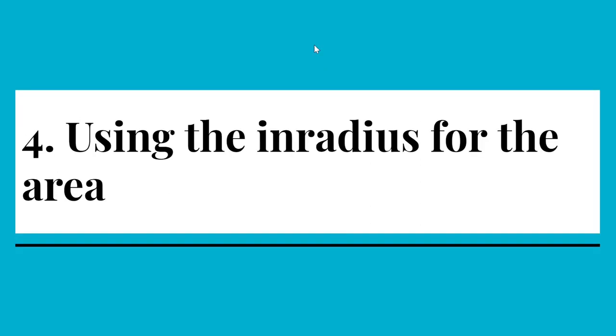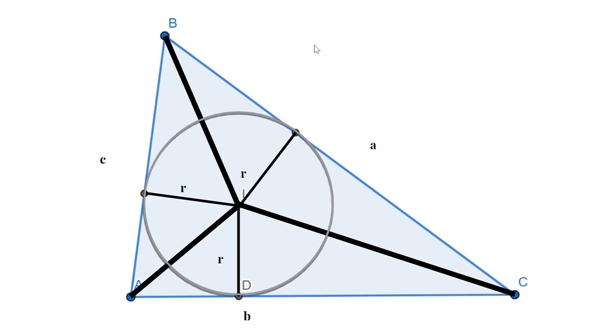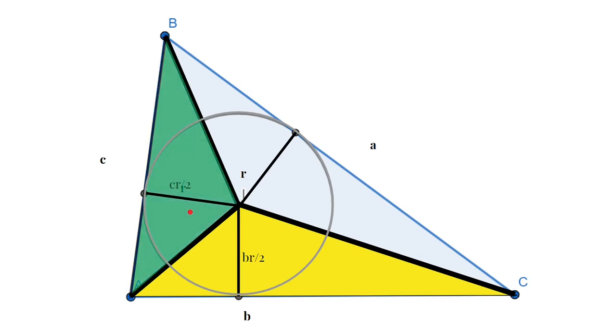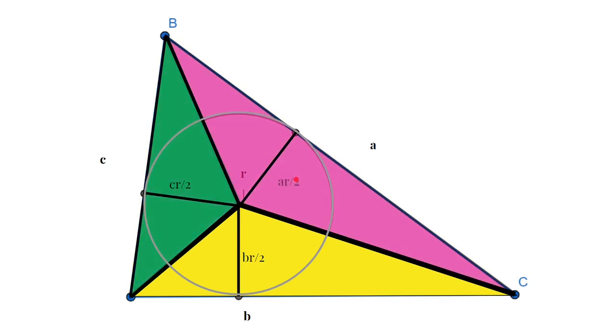Part four, using the inradius for the area. The point of the formula is to find the area of ABC. So let's look at some of the areas within the triangle. The yellow area is B times R over 2 because the base is B and the height is R. Similarly, this green one is CR over 2, and this pink one is AR over 2. So the total area is CR over 2 plus AR over 2 plus BR over 2, which is R times A plus B plus C over 2, which is just R times the semi-perimeter.